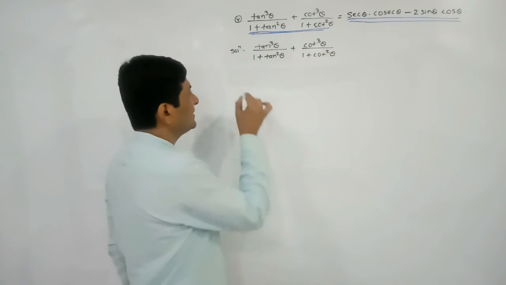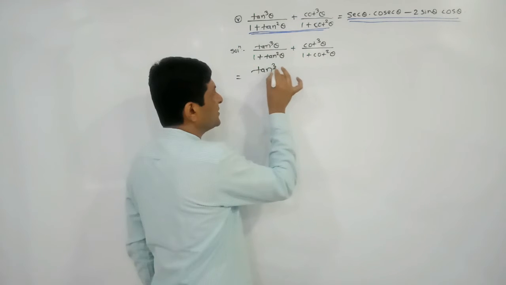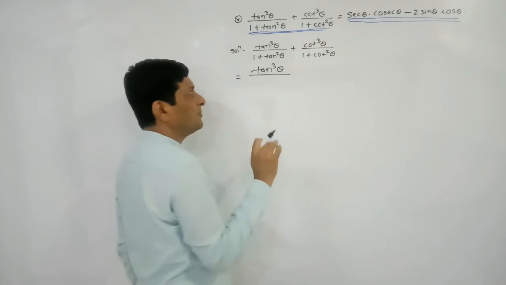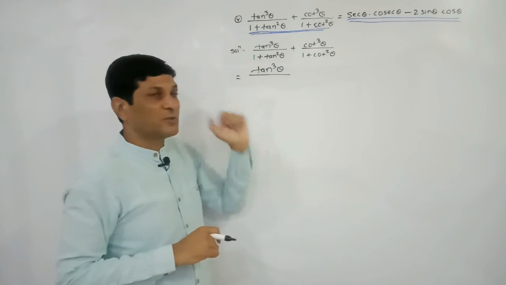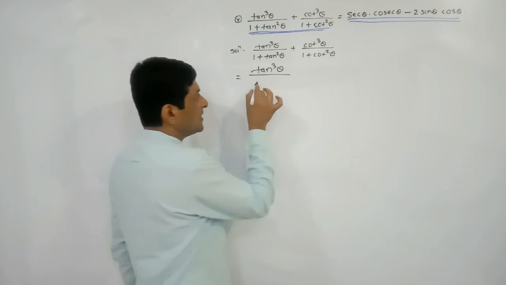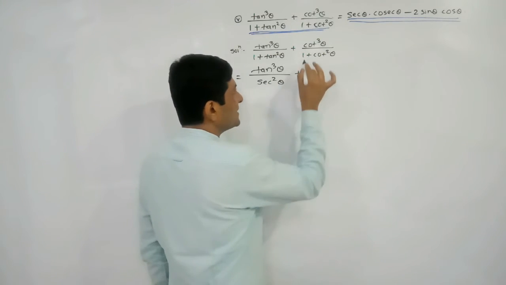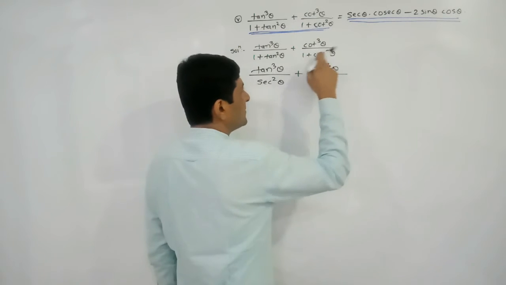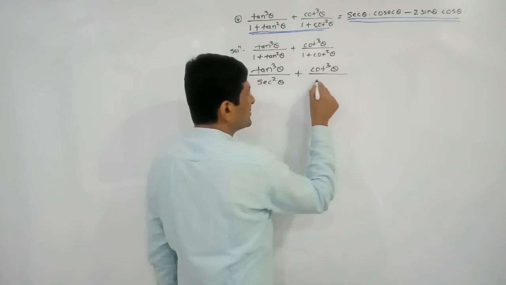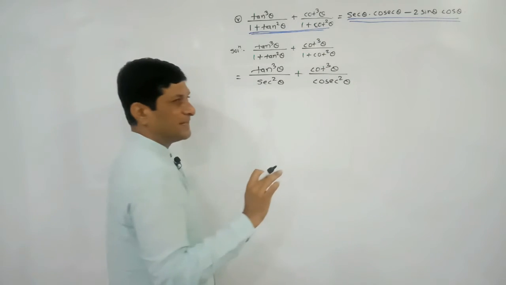So here in the numerator, tan cube theta is there, so we are not disturbing the numerator. But if you observe the denominator very carefully, it is in the form of the identity 1 plus tan square theta, and we know that the value of 1 plus tan square theta is what? Sec square theta. Plus here also cot cube theta, keep it as it is, and 1 plus cot square theta will be equal to cosec square theta. Just simply we have applied the identity.